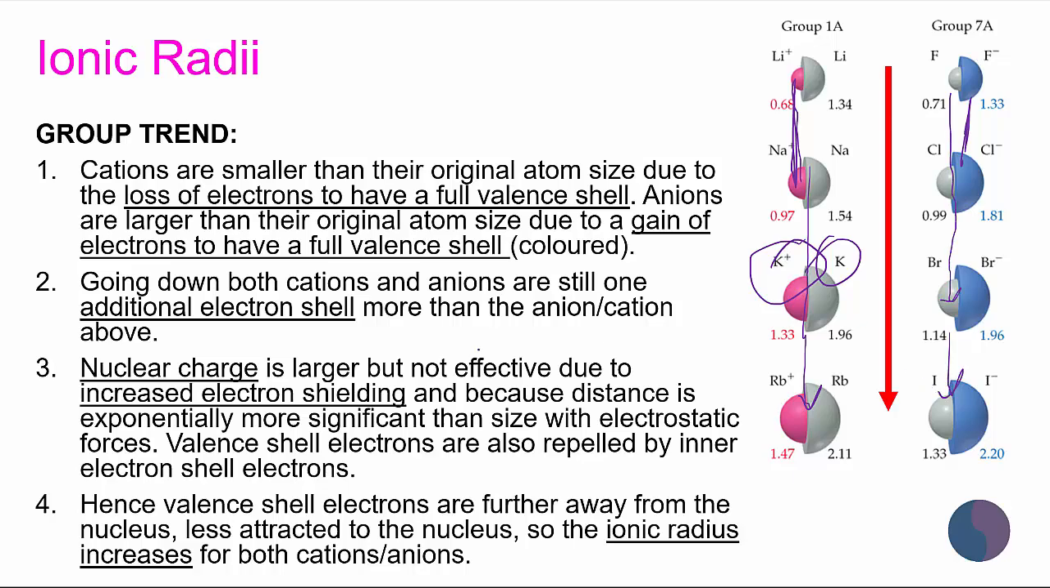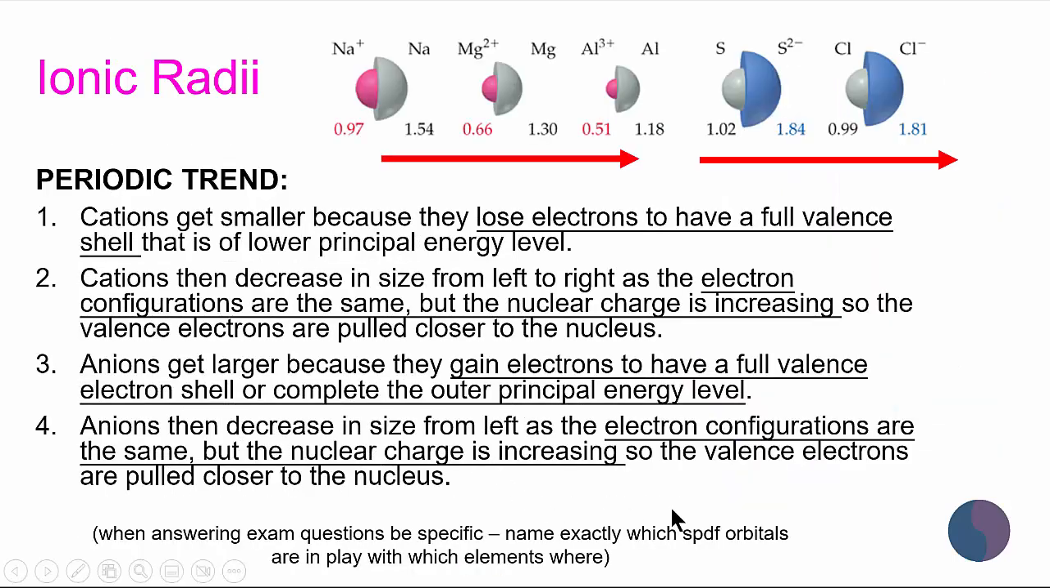Okay, going into the detail that I may start skipping. Nuclear charge is larger but not effective due to increased electron shielding, and because distance is exponentially more significant than size with electrostatic forces, and valence electrons are also repelled by the inner electron shells. That's the deep dive for you. All right, and hence, and this is really important, the finishing off: valence electron shells are further away from the nucleus, less attracted to the nucleus, so the ionic radius increases for both cations and anions, very similar to atomic. Now, the finish off of the deep dive for the periodic trend.